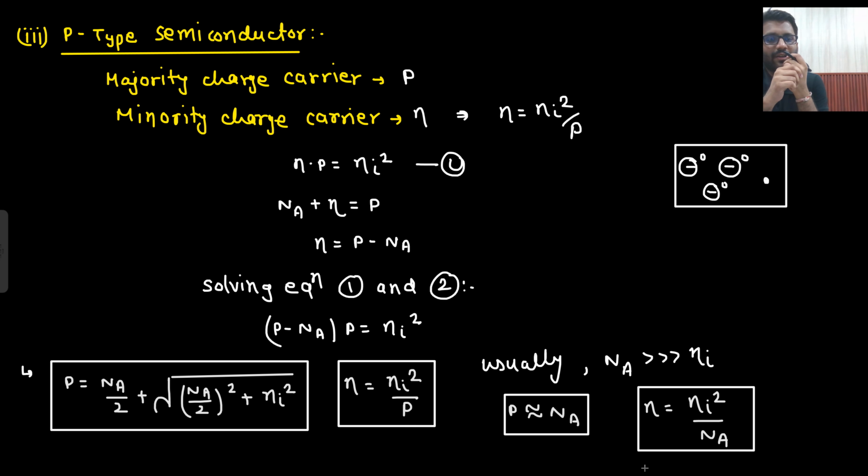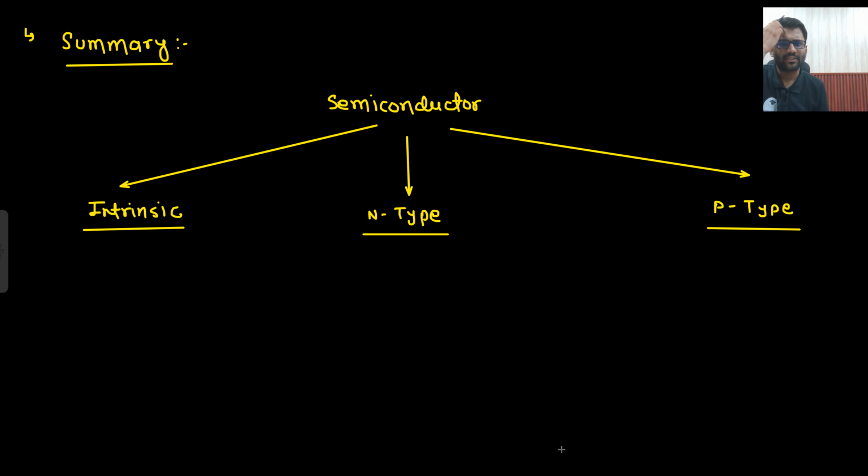For P-type semiconductor, for holes it is Na by 2 plus under root Na by 2 whole square plus Ni square. So these are the formulas. Now we will write down the summary.